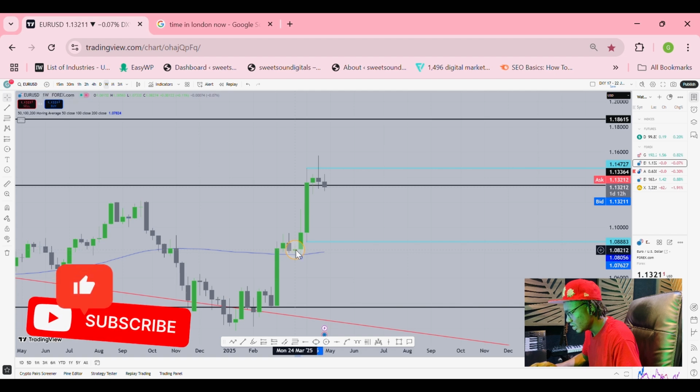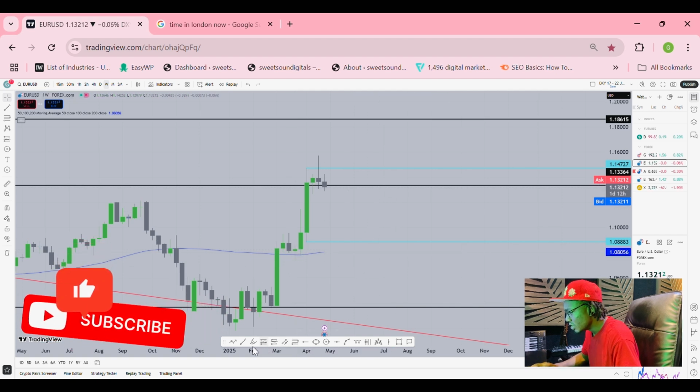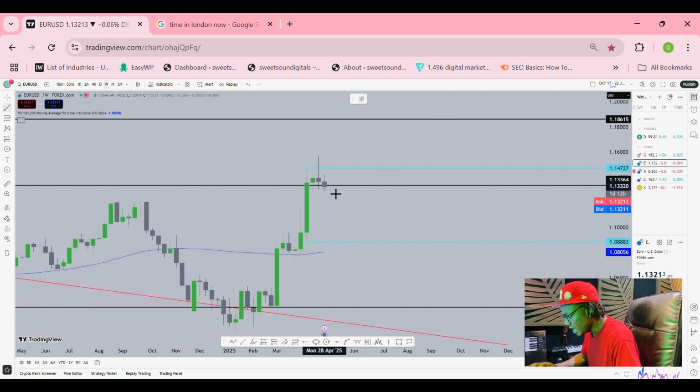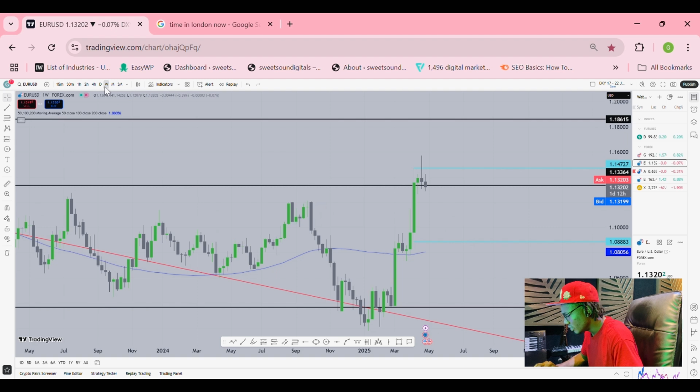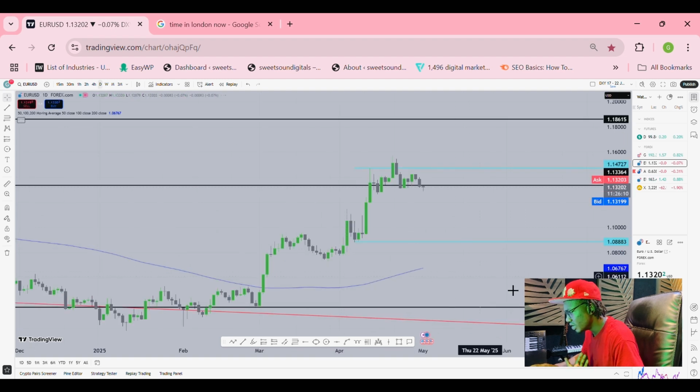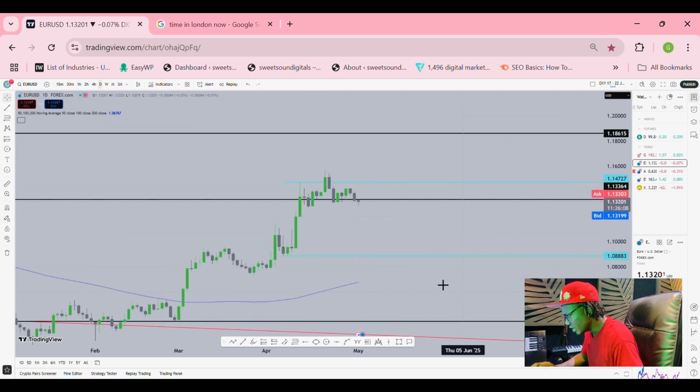Now let's go down to the daily time frame. So we're expecting a move. We're trading from zone to zone. We're expecting a move down to somewhere here, or even probably an extension downward. But first we're expecting a move at least down to this area. Now let's go over to the daily. This is the weekly. Let's go over to the daily.